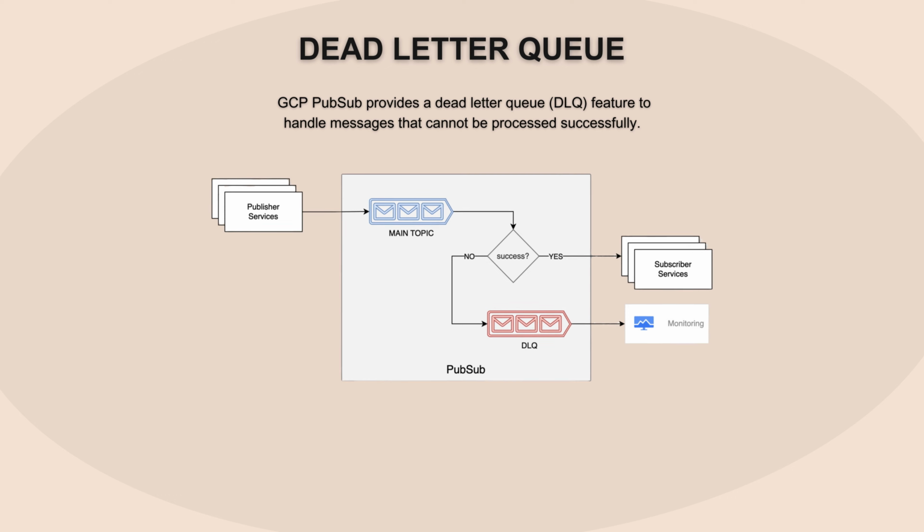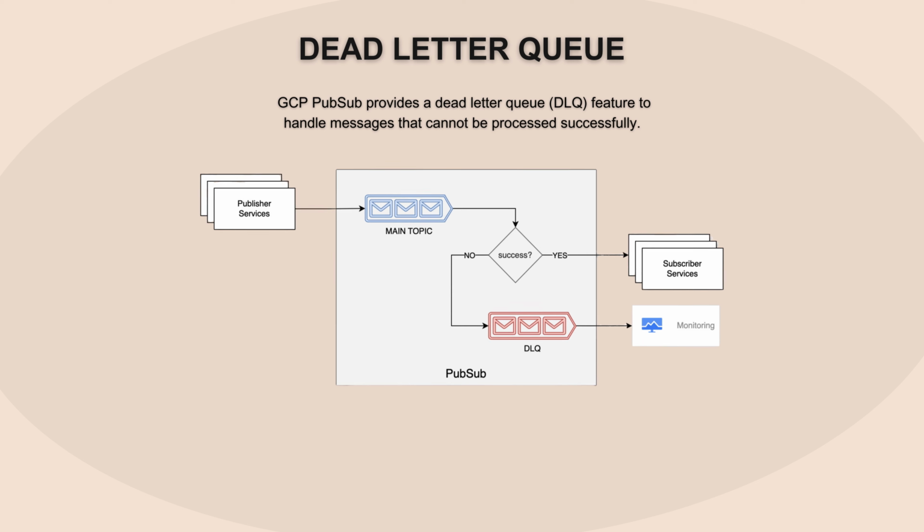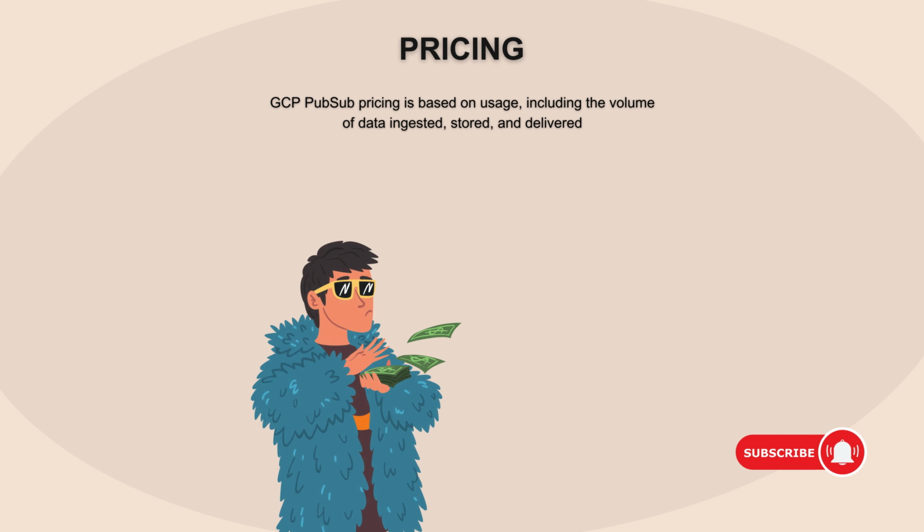GCP PubSub provides a dead letter queue feature to handle messages that cannot be processed successfully. This ensures that problematic messages are not lost and can be analyzed and retried later, improving the reliability of your messaging system. GCP PubSub pricing is based on usage, including the volume of data ingested, stored, and delivered.